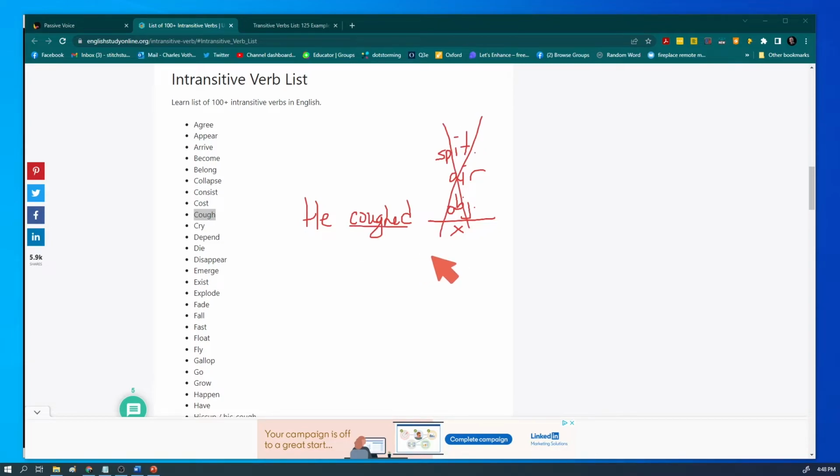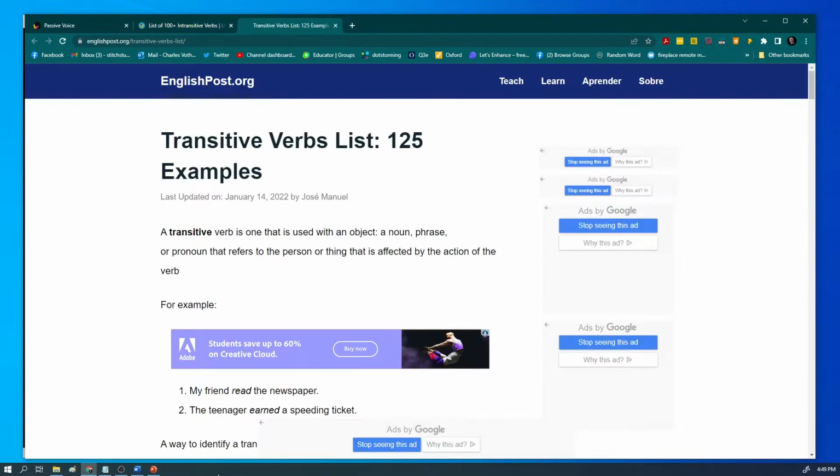You can say he coughed a lot, or he coughed often, or he coughed hard. But all of these are adverbs. They are not objects. So any intransitive verb can never be passive voice. For passive voice, we must have an object. For passive voice, we must have transitive verbs.